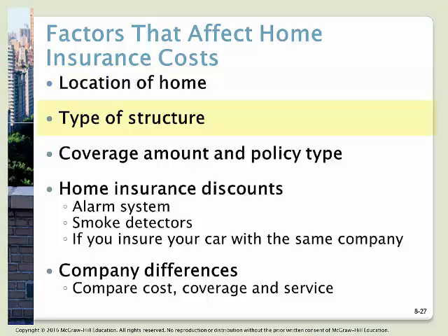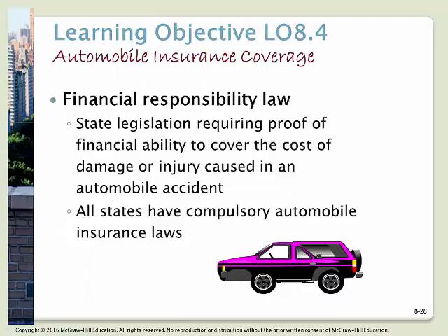Type of structure. Generally, a brick home costs less to insure than a wood one, but in earthquake-prone areas, wood homes cost less because they handle the stress of an earthquake better. Additionally, an older home may cost more as it would be harder to repair or replace it. Discounts are available if you have an alarm system, if you have smoke detectors, if you have auto insurance with the same company. A lot of differences, so you do need to shop around.